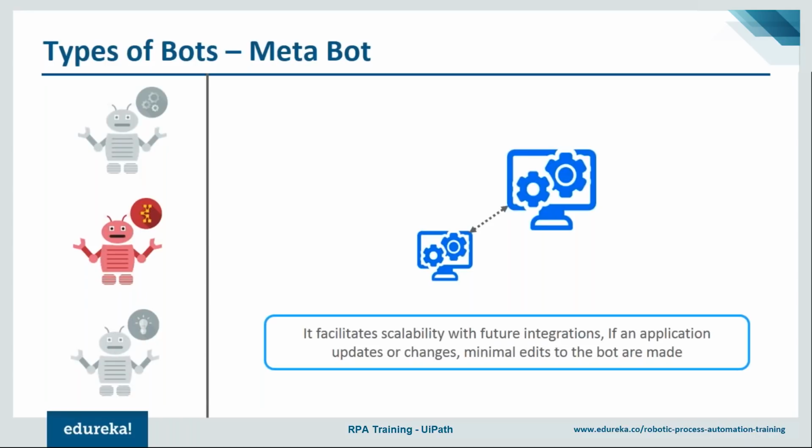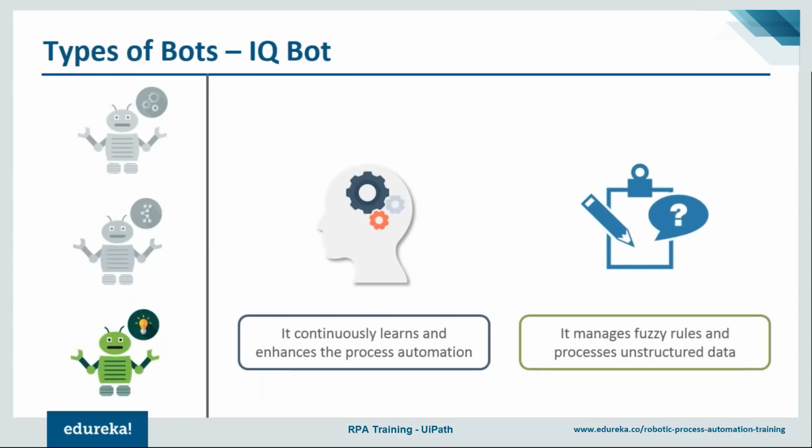So my MetaBot works differently than a task bot. It is defined on the basis of properties. And mostly if applications change with time, it will have no effect on the automation that I'm trying to do. So this is the job for my MetaBot, and then I have my IQ Bot.